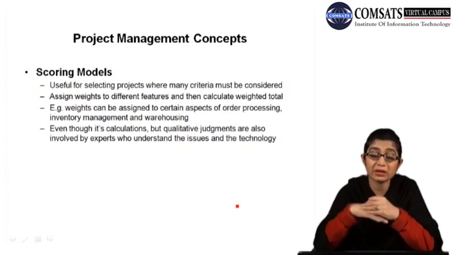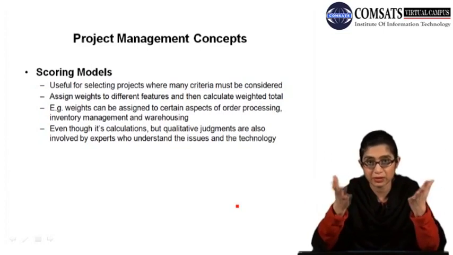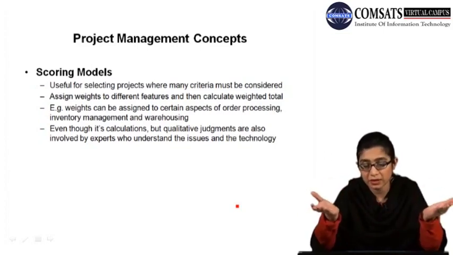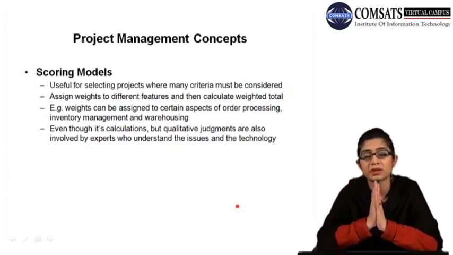Next, we have the scoring models, again for the selection of information systems. For example, you're going to select different kinds of enterprise systems for an organization, and there are 2-3 systems available. How are you going to evaluate those systems? By the use of scoring models.